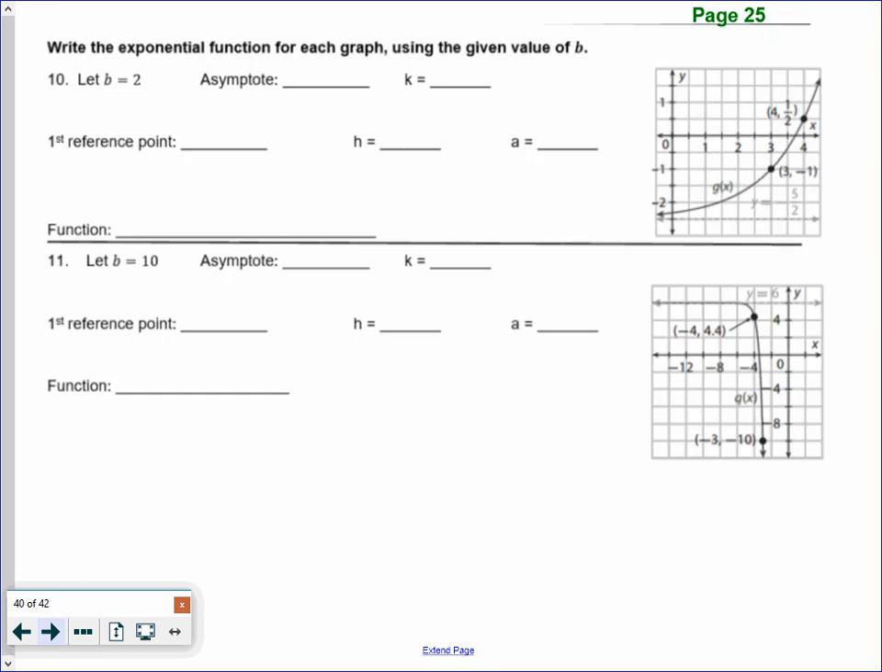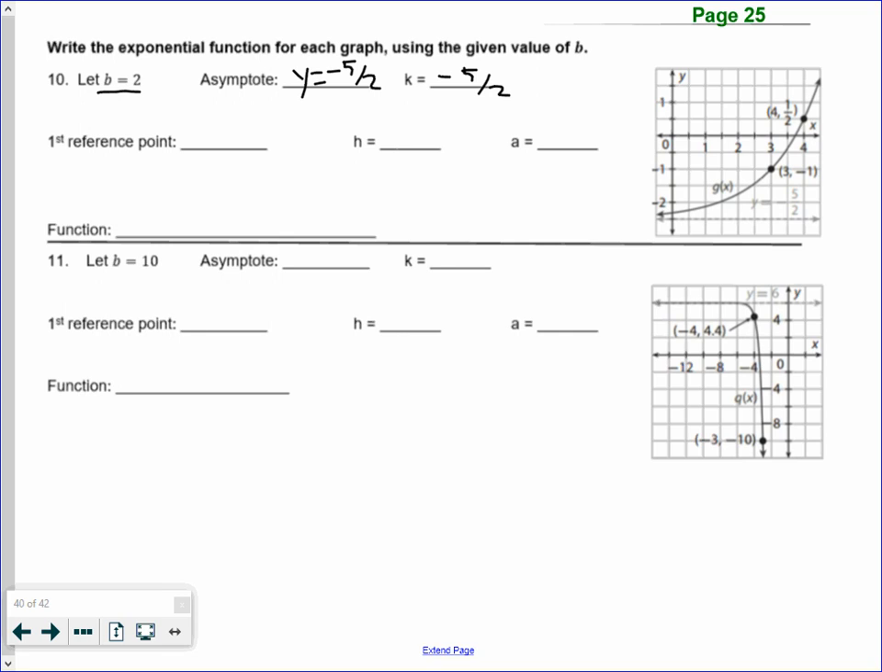All right, let's go on to number 10. So same as before, I'll do 1 exponential growth, 1 exponential decay, and 1 exponential with a base of e for these types of problems. So let's go with number 10. So we're saying let b equals 2, so we know our b value. Our asymptote, looking at the graph, is y equals negative 5 over 2. So that means our k is negative 5 over 2. Our asymptote is always y equals k.